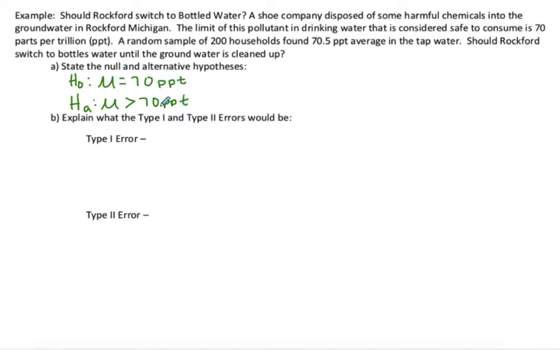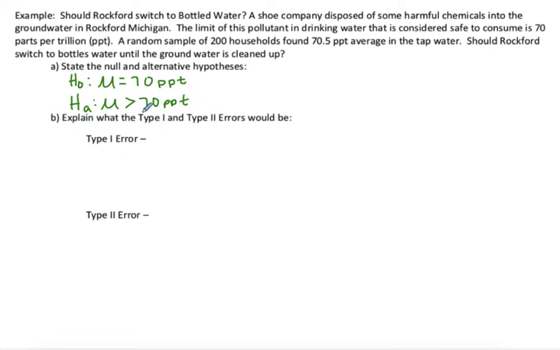And so when we look at this, this is the idea of we're interested in the average amount of this harmful chemical that's in the groundwater. If we said not equal to, it would mean we don't mind if it's lower or higher. In this case, we just are looking that it's too high here, switching to bottled water until it's cleaned up. So we want to make sure we're using the context to come up with this one-sided alternative.